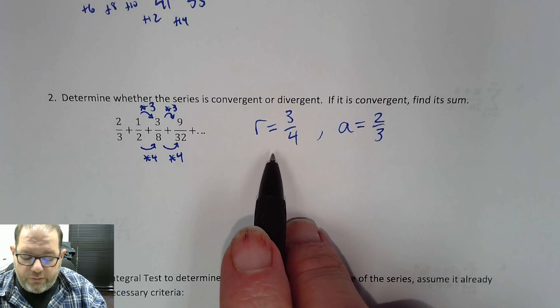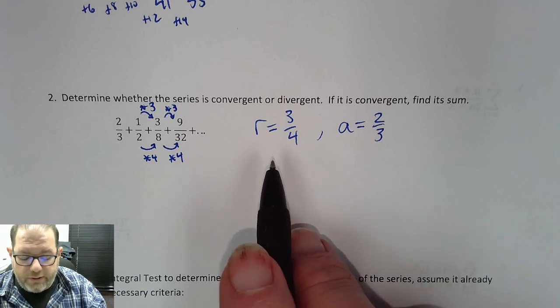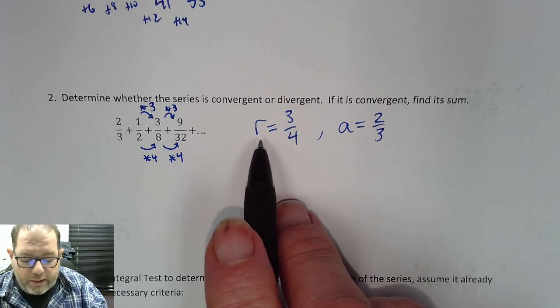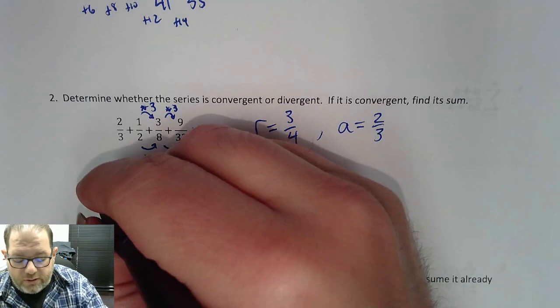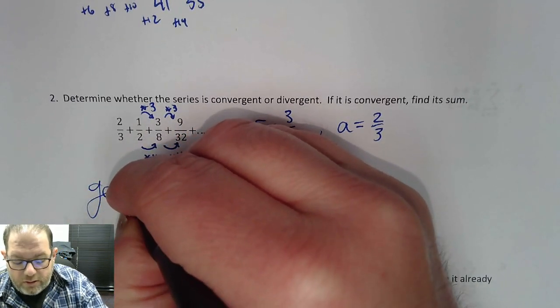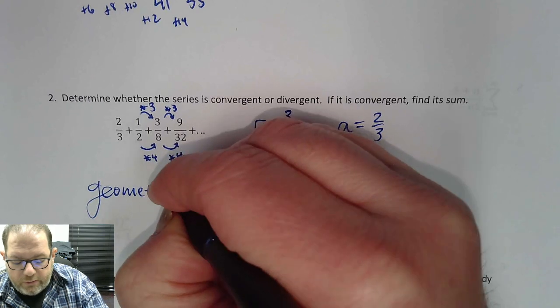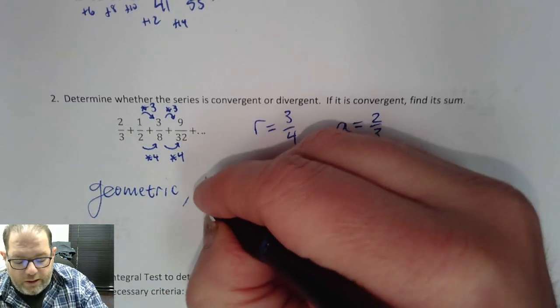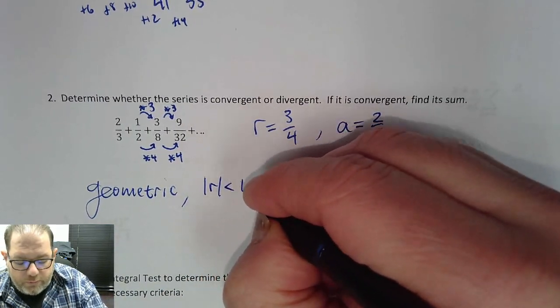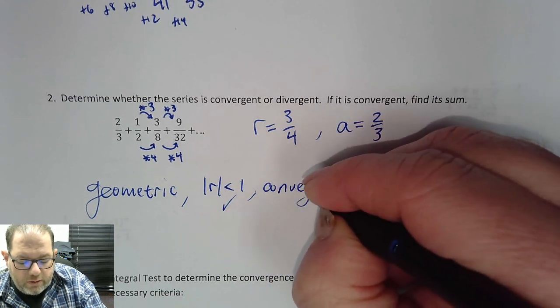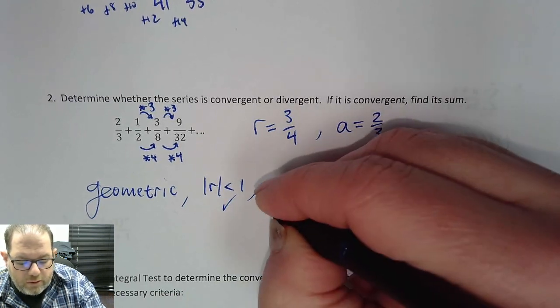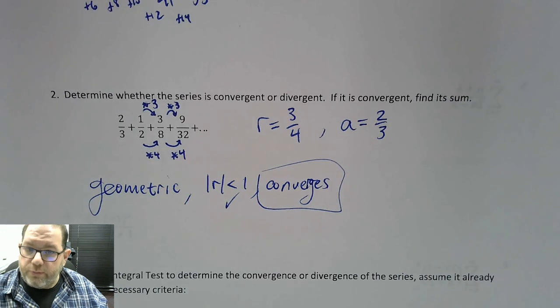Well, according to the geometric series test, if the absolute value of r is less than 1, then yes, it converges. So we know it's geometric. Absolute value of r is less than 1. Check. So it converges. Okay, so we know that.